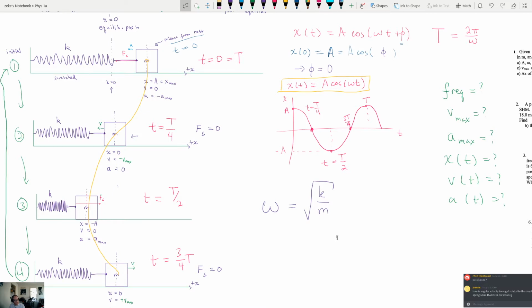That's a good question. How is angular velocity omega related to simple harmonic motion of the box on the spring, when the box is not rotating, right? So it's not angular velocity in this case, it's angular frequency. That's a really good question. So this represents the angular frequency.